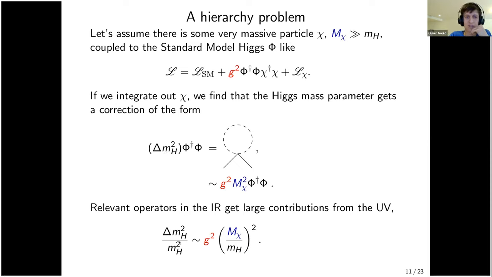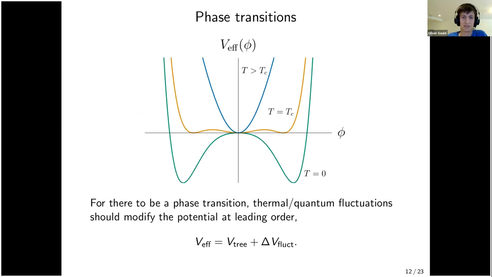we find that it's small when the coupling is small, but it's large when the chi mass is large. So what I've said here is that relevant operators in the infrared get large contributions from the UV. And this is just the hierarchy problem. So if m chi is really large, then somehow we need g to be really small. Anyway, this hierarchy problem is directly relevant to phase transitions. And in phase transitions, it's not a problem at all.